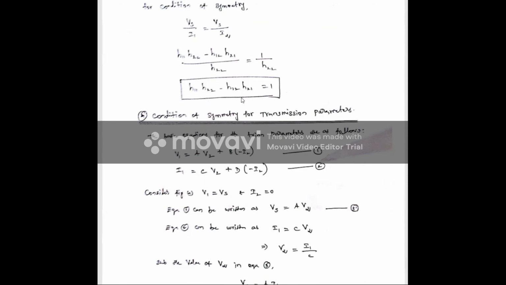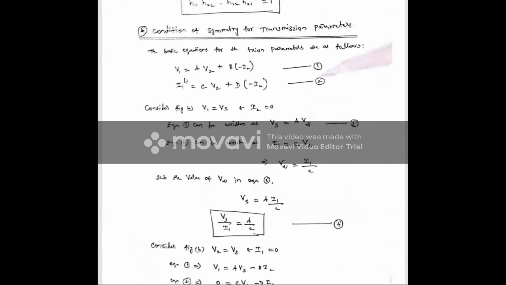What does this equation mean? This equation is the determinant of the H matrix. So if the determinant of the H matrix equals 1, the network is said to be a symmetrical network. Then the fourth one: the condition of symmetry for the transmission parameter, that is, ABCD parameter.